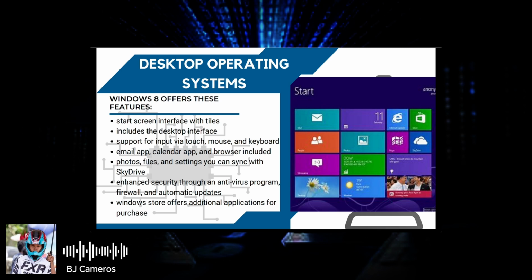Example, Windows 8. Windows 8 offers these features: Start Screen interface with tiles, includes the desktop interface, support for input via touch, mouse, and keyboard, email app, calendar app and browser, photos, files, and settings you can sync with SkyDrive, enhanced security through an antivirus program, firewall, and automatic updates. Windows Store offers additional applications for purchase.